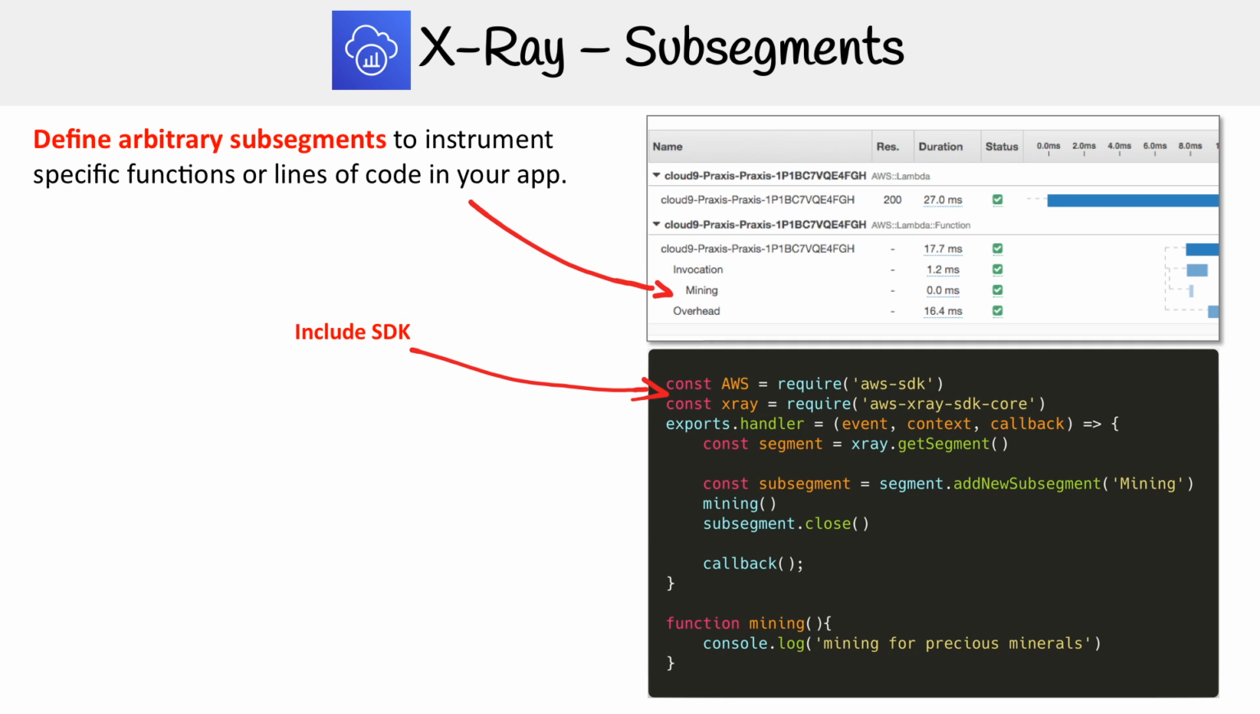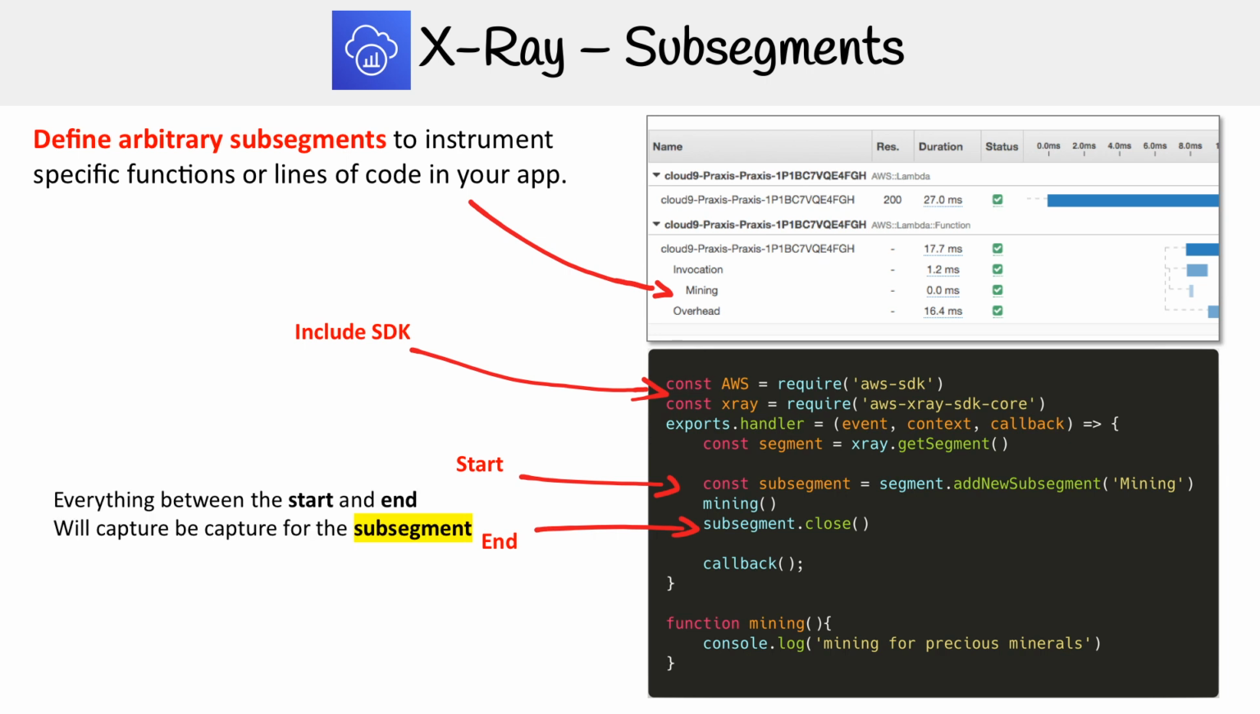So here is the actual code example, and the first thing you're going to want to do is include the SDK. So there's the X-Ray SDK core. I'm writing this in Node.js, and it's very similar to when we defined a segment earlier on. But in this case, we first have to get the current segment, and then we're going to add a new subsegment. So I call this mining, and then you have some code that runs, and then you close the subsegment. So everything in between the start and end will be captured, and that's going to go to that segment there. I'm just doing a console log, so it's 0.0 milliseconds, nothing super exciting there.